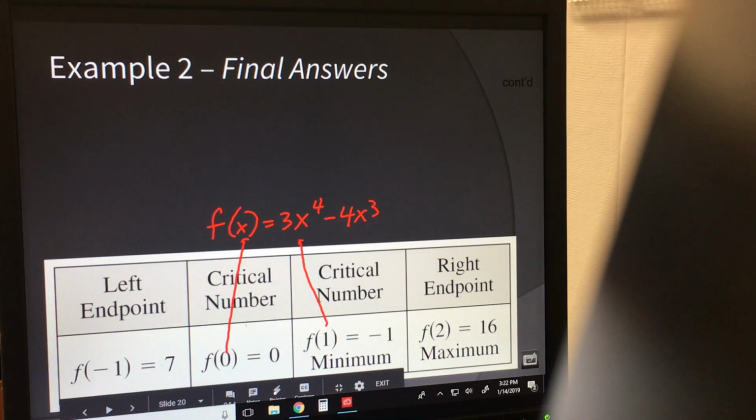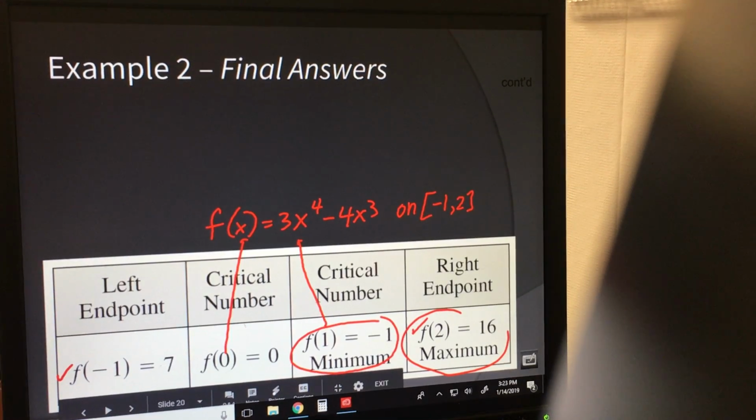And then we will also evaluate the function at the given endpoints. And the given interval was [-1, 2]. So we're going to find f(-1) and f(2). So now that we have all the function values, we just need to compare what's the highest and the lowest value. So the lowest value is -1, so this is our absolute minimum, and the highest value is 16. So that is considered to be our absolute maximum.